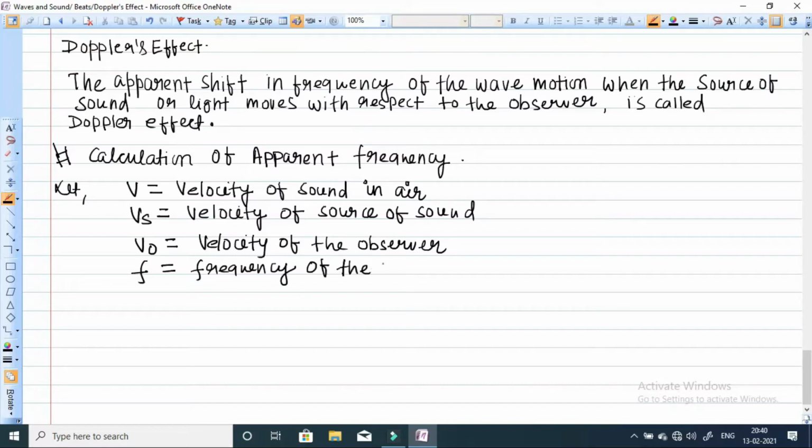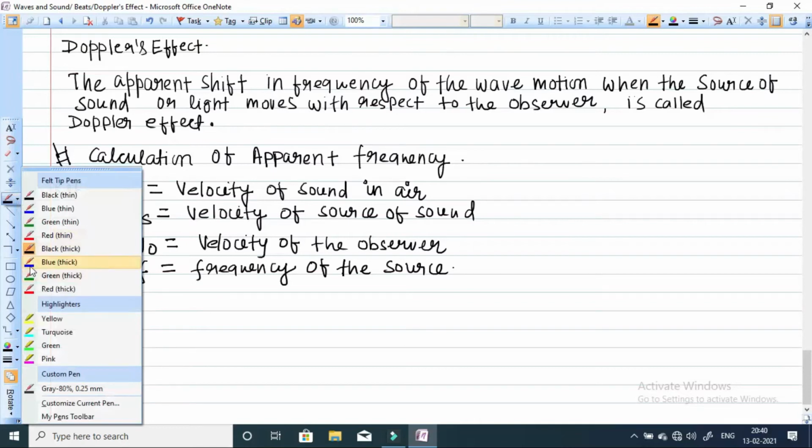Now we can easily calculate the apparent frequency in different situations. The first situation is when the source is moving towards a stationary observer. Suppose the observer is stationary and a source of sound or wave is approaching the observer, then what will be the frequency heard by the stationary observer? That will be your apparent frequency. The first case is when the source is moving towards the observer.